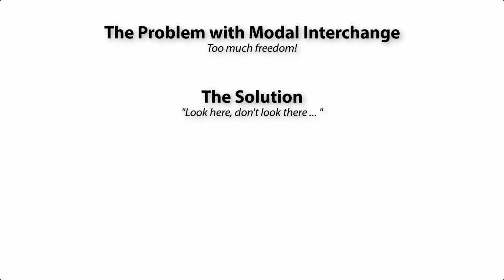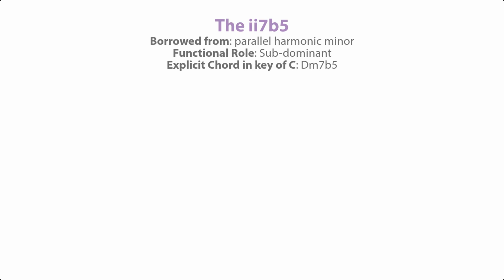As I mention these special borrowed chords, I'll mention from which parallel key they're taken and also their functional role. Remember, we're trying to frame everything in this course in terms of functional harmony. Is this chord really a substitute for a tonic, a subdominant, a dominant, or maybe something else? Okay, the first chord is a 2 minor flat five. We've just seen that it's borrowed from the parallel harmonic minor.